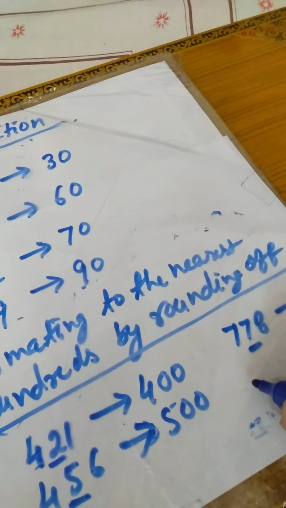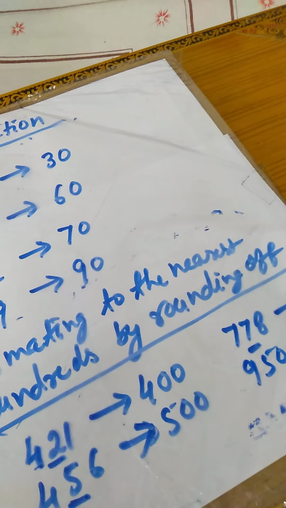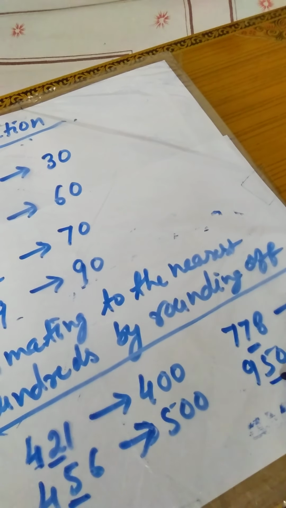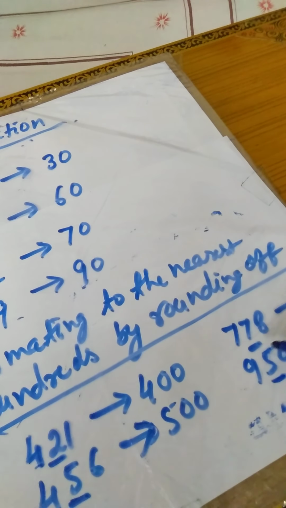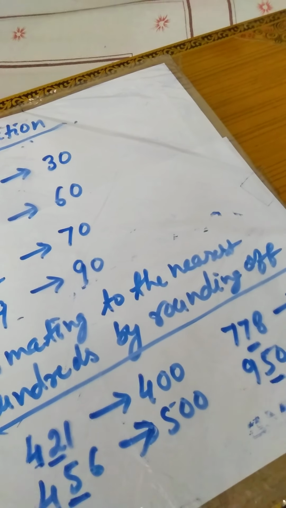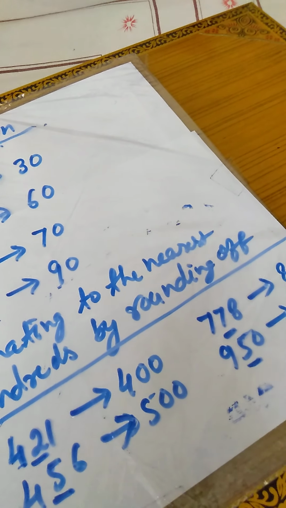7 में 1 add कर दिया. If we write the number 950, so again this number's tens place digit is 5. Remember it, for the hundreds place rounding off we observe the tens place digit, and if it is more than 5 or 5, then we add 1 to the 100 place. So 9 plus 1, 10. That means 1000. So 950 will round off to 1000.